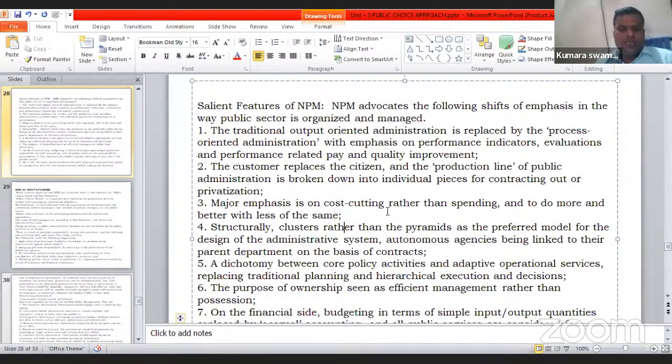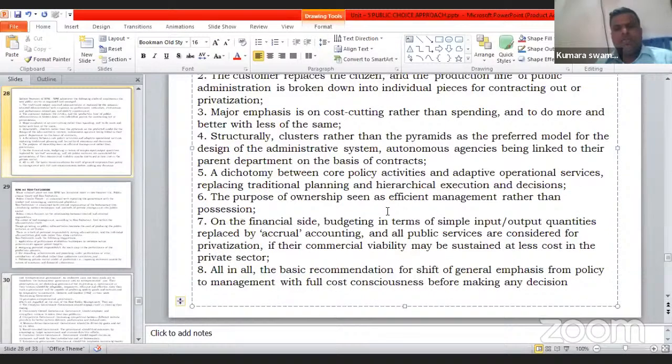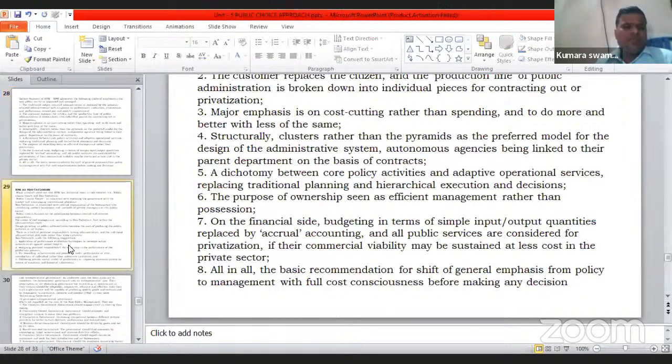And they rejected, they supported the dichotomy in the administration. Along with the government, the private organizations also need to work. The purpose of ownership is seen in efficient management. And on the financial side, budget in terms of simple input and output quantities is replaced by accurate accounting. So these are a few features which come under this.